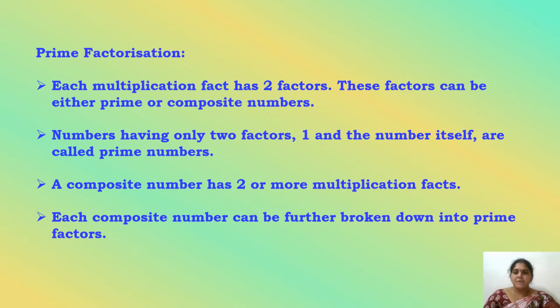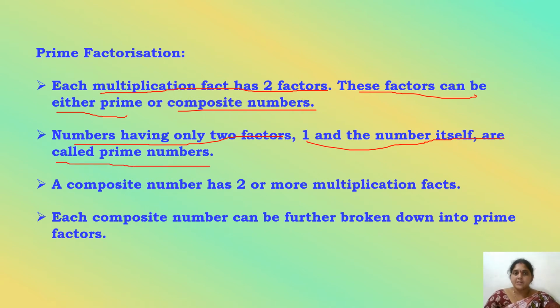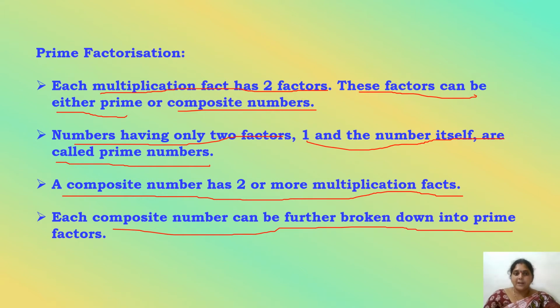Those are prime factorization. What is meant by prime factorization? We are going to see now. Prime factorization. Each multiplication fact has two factors. These factors can be either prime number or composite number. Numbers having only two factors, one and the number itself, are called prime numbers. A composite number has two or more multiplication facts. Each composite number can be further broken down into prime factors.